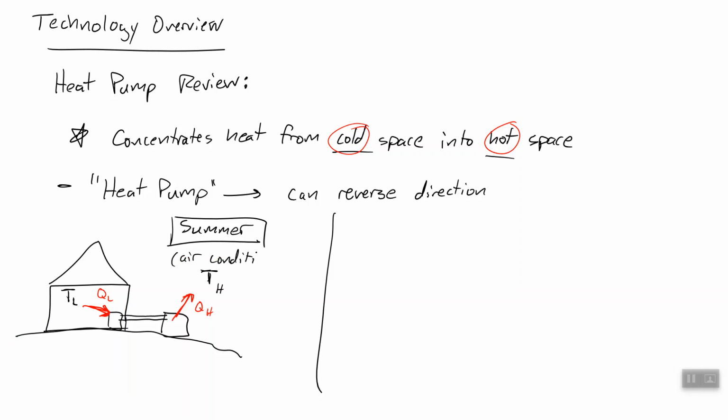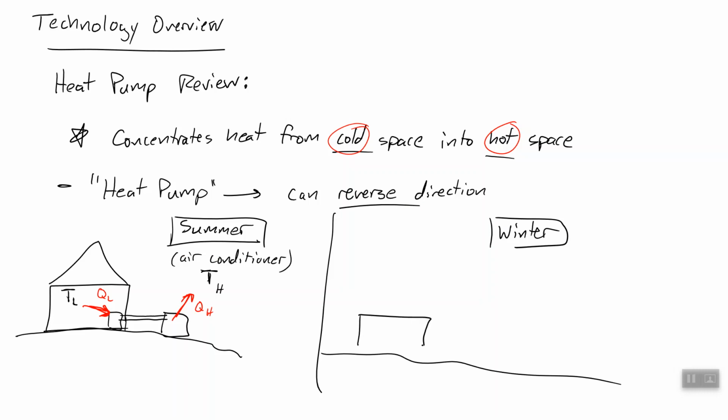Now, some houses have a heat pump. What that means is that the heat pump can be reversed in wintertime to exhibit the exact opposite behavior. In winter, you do not want to cool your house. You want to heat your home, right? So now our temperatures are switched. Our home is the hot temperature reservoir, the area where we want to reject heat, and the outside is now the cold area.